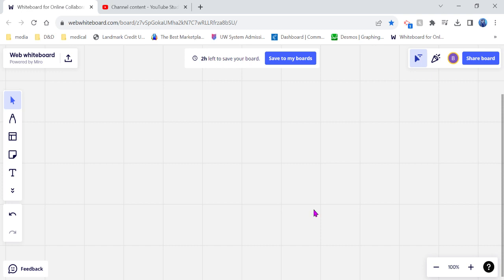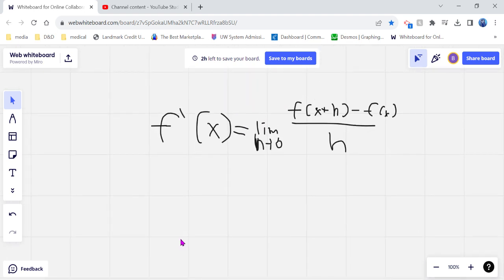Welcome. Today I will be discussing the rules that we use for finding the function of the derivative. Remember, in the last video I showed the definition of derivative, which is f prime of x, the function of the derivative, equals the limit as h approaches 0 of f of x plus h minus f of x over h. And this is what we call the definition of derivative.